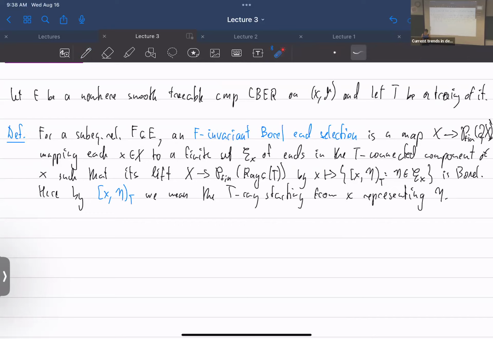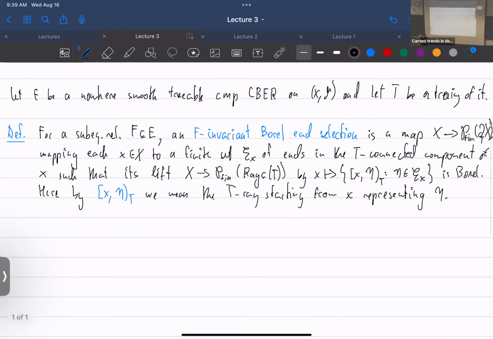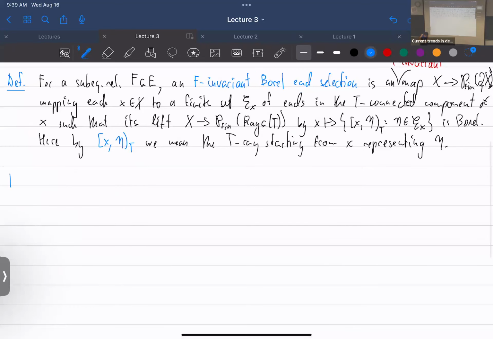You think about it to be invariant. Oh, I didn't say F invariant map, and thank you, Ronnie, that's the most important condition here. I'll put it in red: F invariant map from X to ends. So for different points in the same F class, choose the same ends, select the same ends.